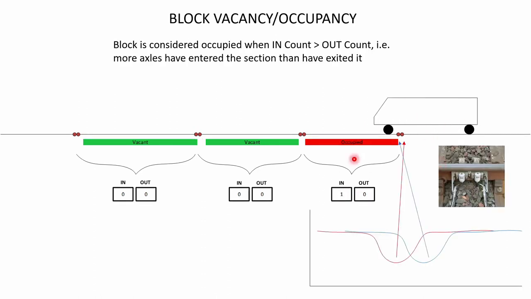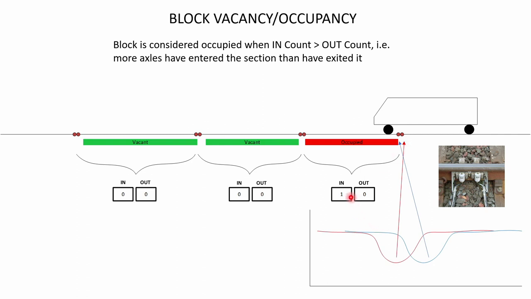As soon as a wheel steps onto the axle counter, if you can see the picture here, there are actually two sets of coils. The first coil registers the change in magnetic field, then the second coil registers the change in magnetic field, and based on that, the axle counter determines that a wheel has entered the section. Now imagine for a second if there was only one set of coils: the axle counter would know that a wheel has passed over it, but it would not know which direction it's going in.